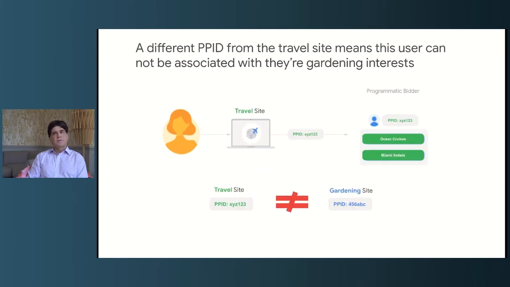To round out this example, imagine that the same user accesses a different publisher's website, let's say a travel site. The travel site publisher may also recognize the user and pass their own PPID to Ad Manager and make that available to Google's demand platforms. In this case, PPID XYZ123. Because the PPID is specific to the travel site, it cannot be matched against the gardening site's PPID. That means the profile of the user on the gardening site cannot be used to inform bidding on the travel site, even though it's the same user. To be clear, this same user on a different publisher site would never be recognized as the same user based on the PPID, because PPIDs are unique to each network.